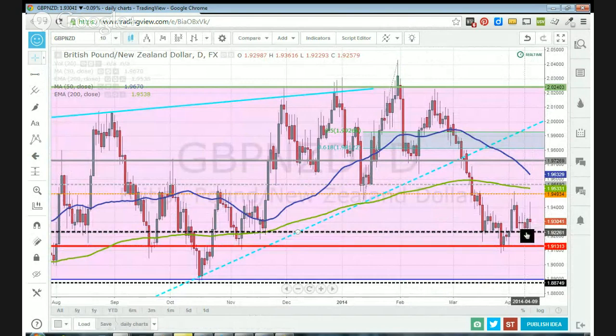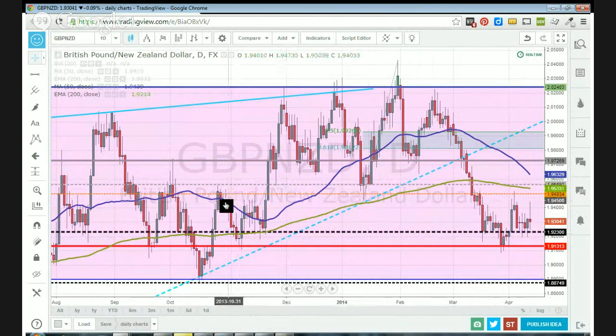There's a long wick candle there, which is a slight cause for concern, but I'm not going to make any adjustment just yet. That long wick suggests bears could be stepping in to really defend this level, but we'll see. Okay, so that's Pound Kiwi.